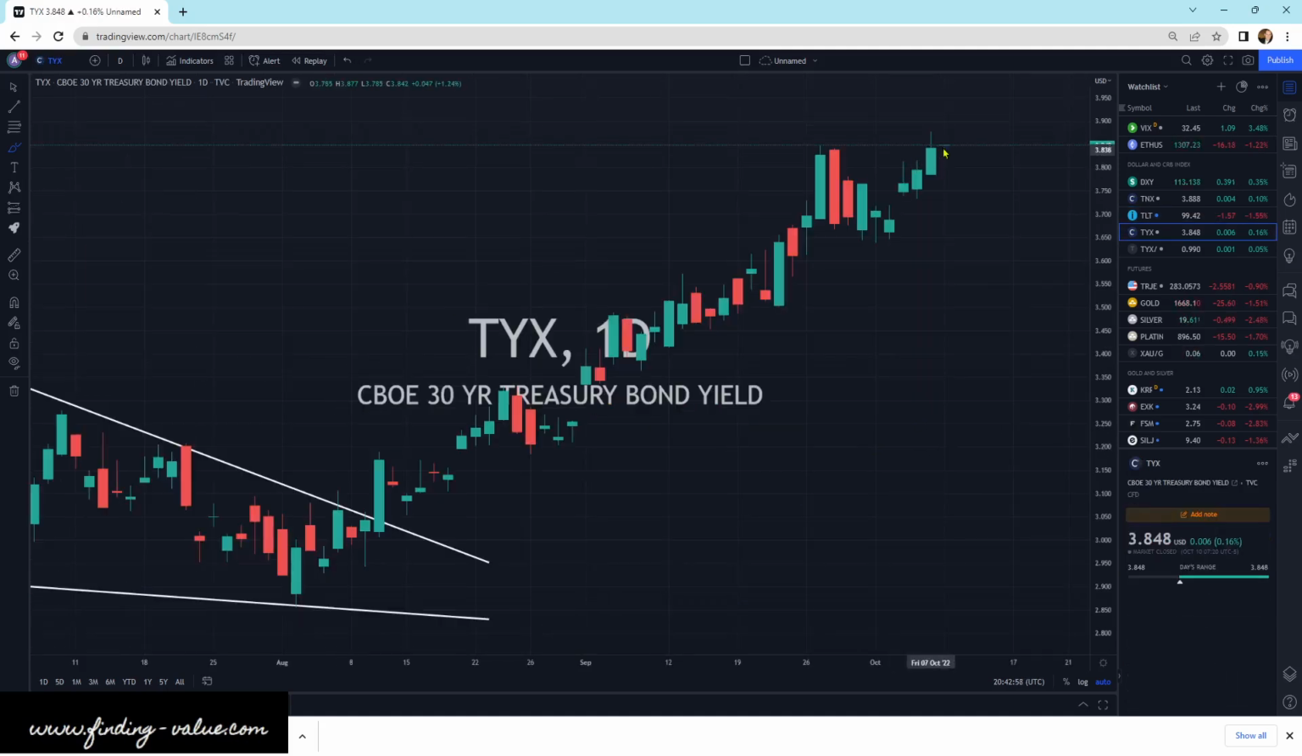TYX is also kind of topping out here, I think. We have a bearish engulfing pattern here. That big red candlestick's engulfing the day before it. That is a reversal candlestick. We're coming on up, but we're just losing pressure. We don't have a ton of pressure for yields going higher. So we'll see what happens here.